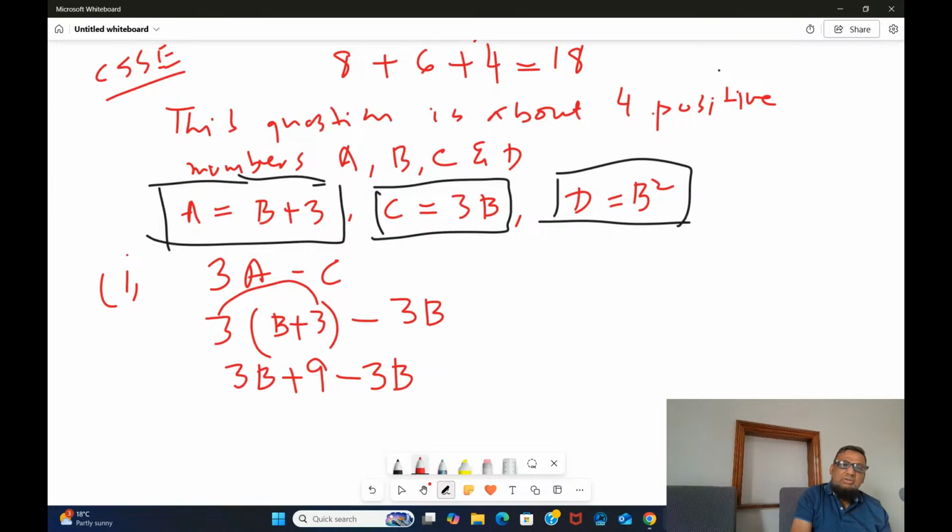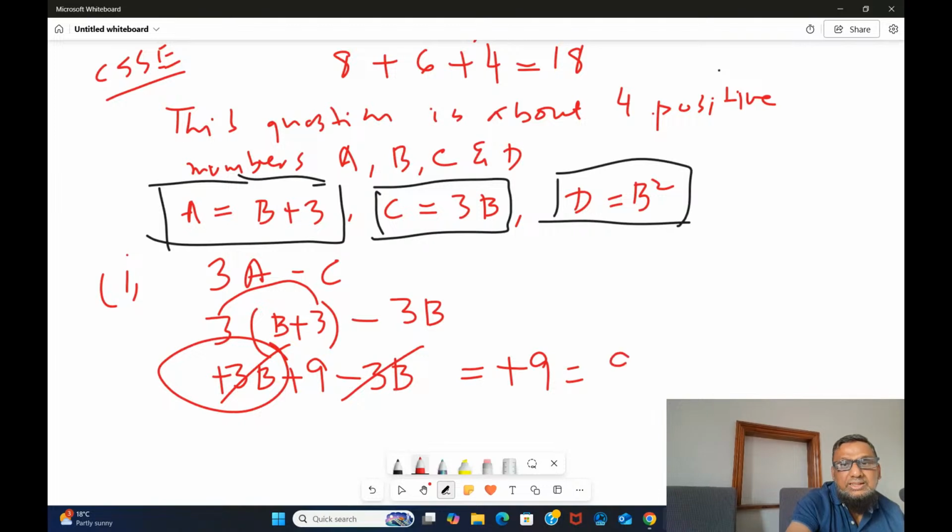So the number you multiply first, 3 times b is 3b, and 3 times 3 is 9, and minus 3b. Now look at this one. This is negative 3b, and this has no sign, which means it is positive 3b. So positive and negative 3b cancel each other. The remaining number will be plus 9, or you can write 9. So this is your answer for part A. Very simple, very easy. You just plug in the value and work it out.